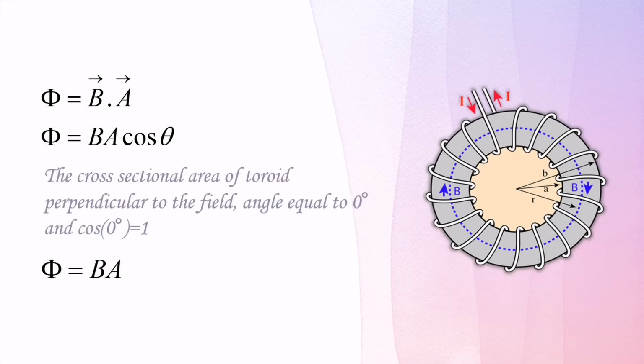The magnetic flux can be found using the vector dot product. Magnetic flux is the measurement of the total magnetic field which passes through a given area. In the case that the surface is perpendicular to the field, the angle is equal to 0.